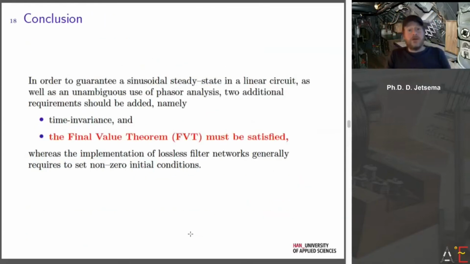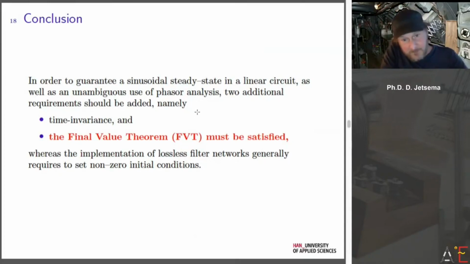I mean, there are literally hundreds of papers dealing with this situation, assuming that these initial conditions are satisfied, or they did not even think about it and just trusted a straightforward application of phasor algebra when dealing with lossless filters or lossless networks in general. But you cannot do that. You have to take this into account.